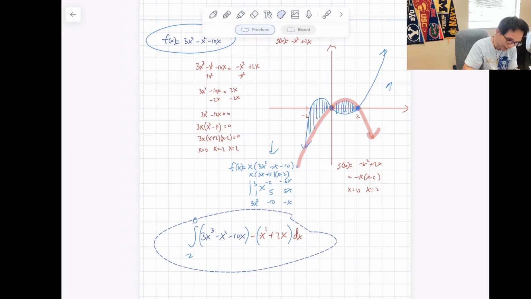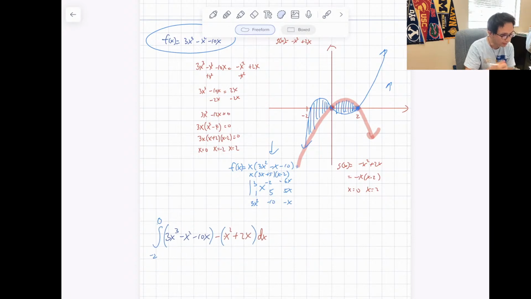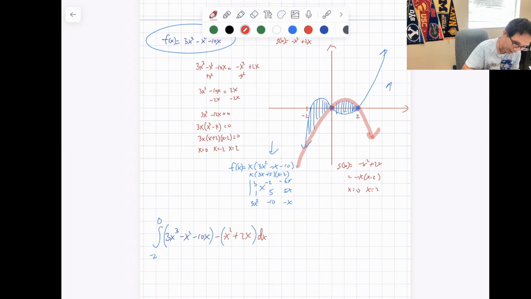That is the first interval. If you understand, hey, what if I don't know which one's higher? Plug in the value and see which one is more positive. Plug in the value between -2 to 0 and then see which one's higher. Then you can decide which one's higher, even if you didn't graph it.